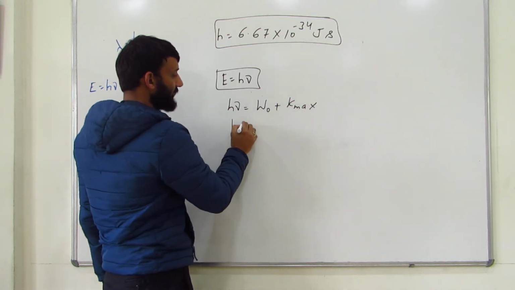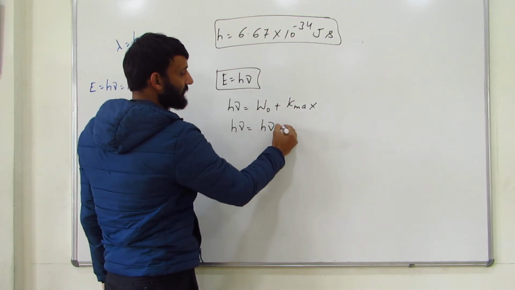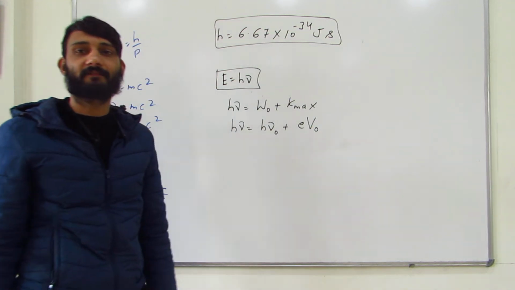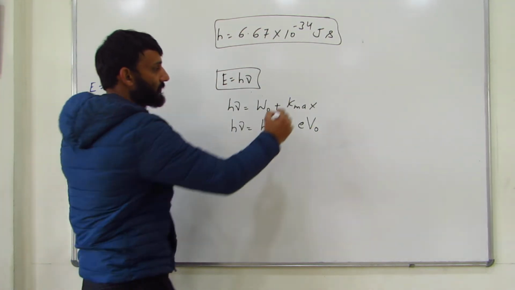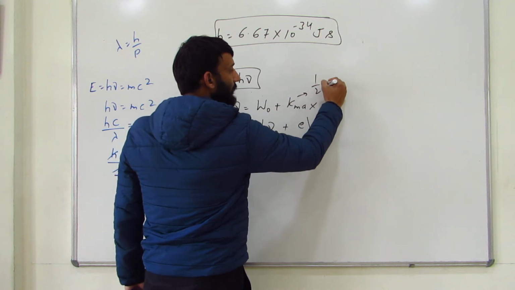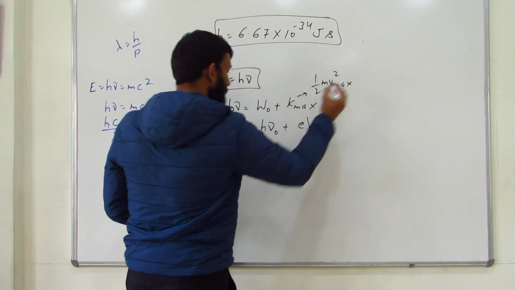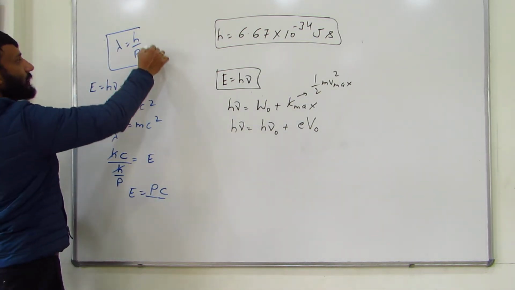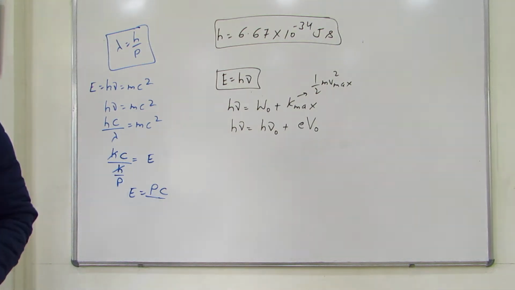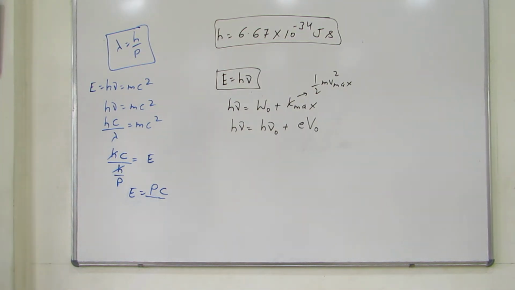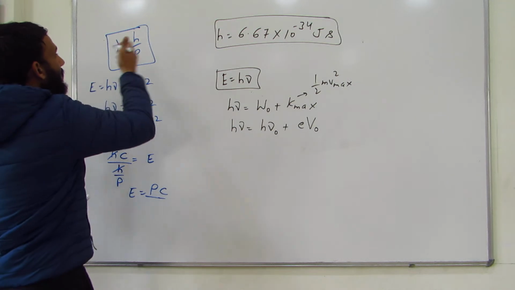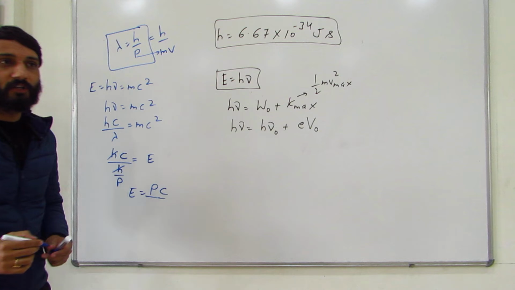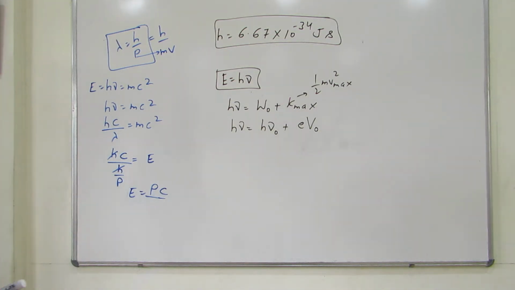This was further, you know that work function is nothing but h nu naught, plus K max. I can write eV naught as well as half m v square max, which is the general formula. This we can understand. Then we know this formula, lambda is equal to h upon p, which was de Broglie's wavelength of matter waves. It can be written as h upon mv, where p, momentum, is mass into velocity, where v is the velocity.